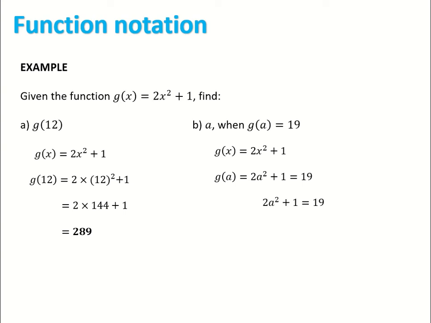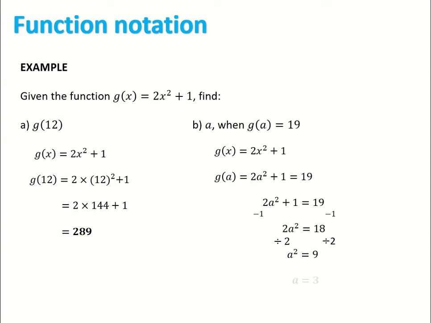2a squared plus 1 equals 19. Start by taking away 1 from both sides. In other words, 2a squared will equal 18. Divide both sides by 2. a squared will equal 9. And at this stage, if you know that a squared equals 9, you want to find the square root of 9 to give you a.